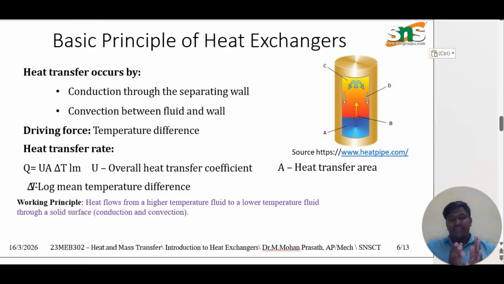Next, the basic principle of heat exchangers. In heat exchangers, the heat transfer occurs by conduction and convection. The conduction may be through the separating wall. Convection may be between fluid and wall. The driving force for the heat exchange is the temperature difference. The heat transfer is given by the formula Q = U A times the log mean temperature difference, where U is the overall heat transfer coefficient and A is the heat transfer area. In heat exchangers, the heat flows from a higher temperature fluid to a lower temperature fluid through a solid surface. The solid surface involves conduction and convection.